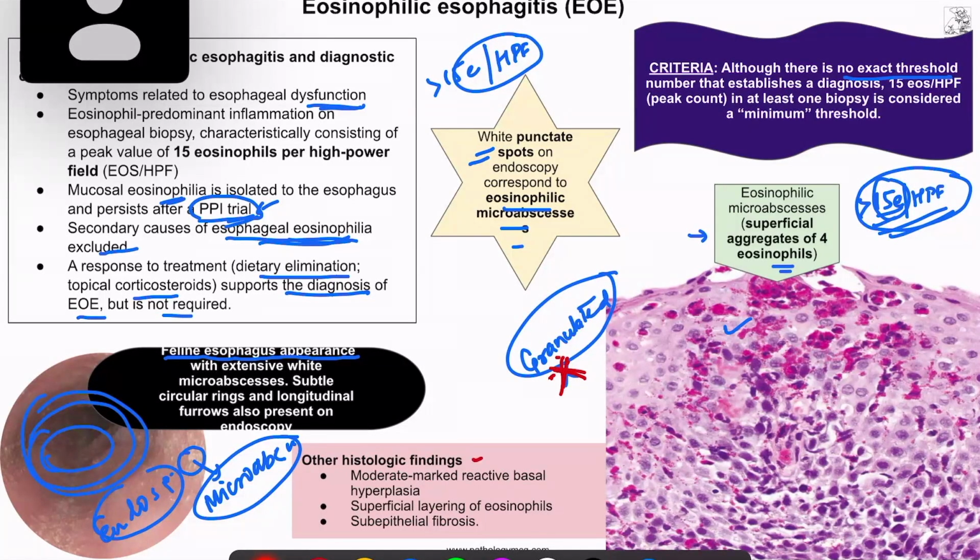What are other histologic findings? As I said, it can cause great overlap with reflux disease. For example, there is reactive basal hyperplasia, subepithelial fibrosis, and superficial layering of eosinophils. Eosinophils can be present in all layers of the epithelium.